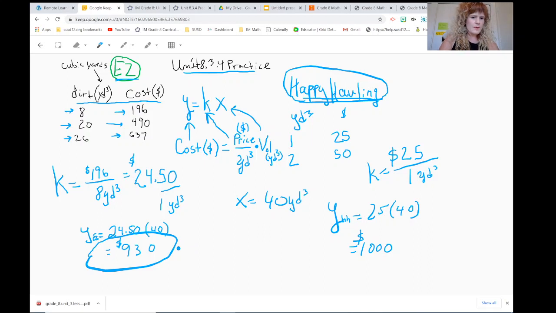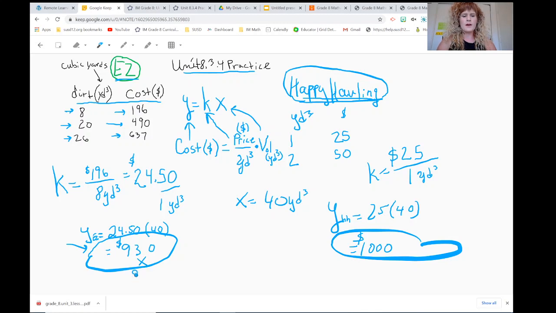Oh, you know what? I just now see that I have an error in my math. Can you find my error? This number is wrong. I wrote it down wrong. I copied it off of my notes incorrectly. So you're going to need to find the correct answer. This answer is wrong. Okay, let me write it in. This is what it's supposed to be. $980.